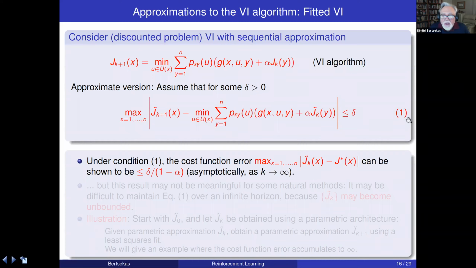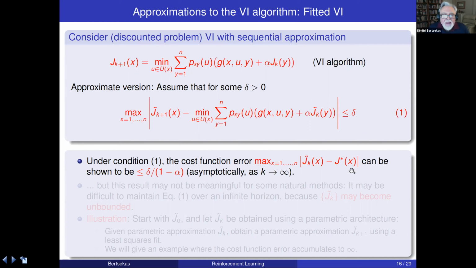If you assume this condition, then you can prove that the long-term error between the iterates of this fitted value iteration and the optimal cost is bounded by delta over 1 minus alpha. It's a positive number proportional to delta. So this result says that if this condition holds, then the long-term error that you will incur over an infinite horizon is delta over 1 minus alpha.